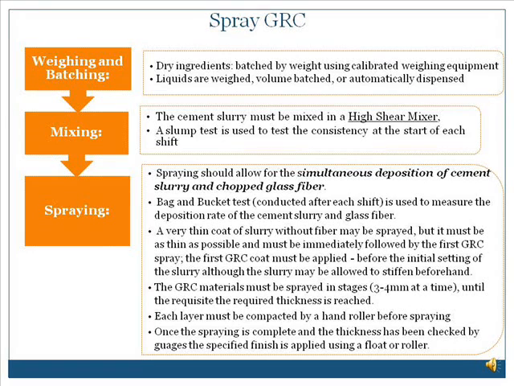The GRC material must be sprayed in stages of 3 to 4 millimeters a time until the requested thickness is reached. Each layer must be compacted by a hand roller before spraying, and once the spraying is complete, the thickness has to be checked again by gauges and vernier caliper, as we mentioned before. If the thickness is higher than the requested thickness, this could be passed unless there is a limitation on the weight by the designer. However, if the thickness is less than the requested thickness, then more GRC needs to be sprayed and compacted.